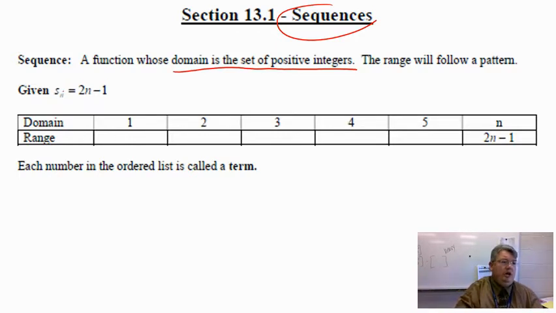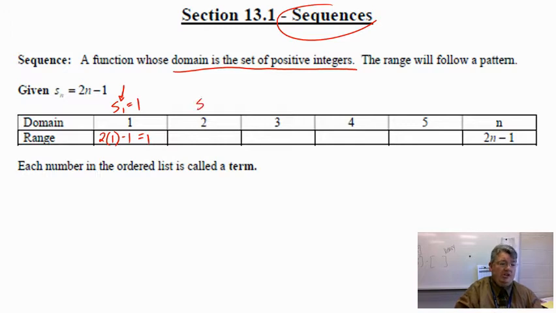For example, this is a sequence. This is read S sub n equals 2 times n minus 1. Okay? This is sequence notation. The sequence S with the input n. So if I was going to put a 1 in here, 2 times 1 is 2, and 2 minus 1 is 1. So I would say that S sub 1 is 1. And this is how we notate this. This is the sequence S when the input is 1.